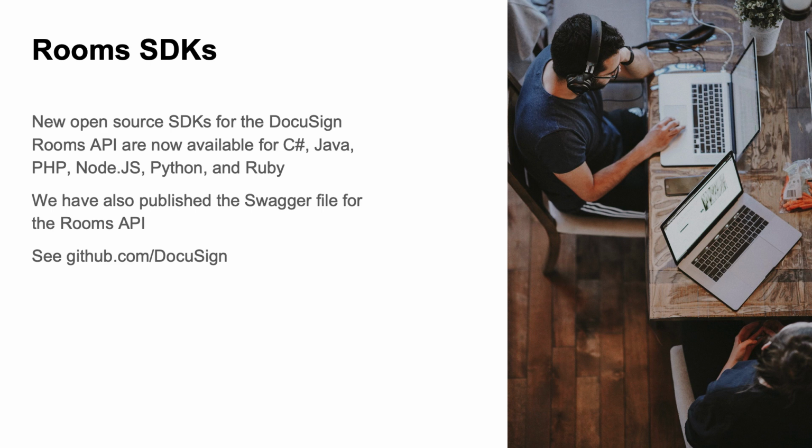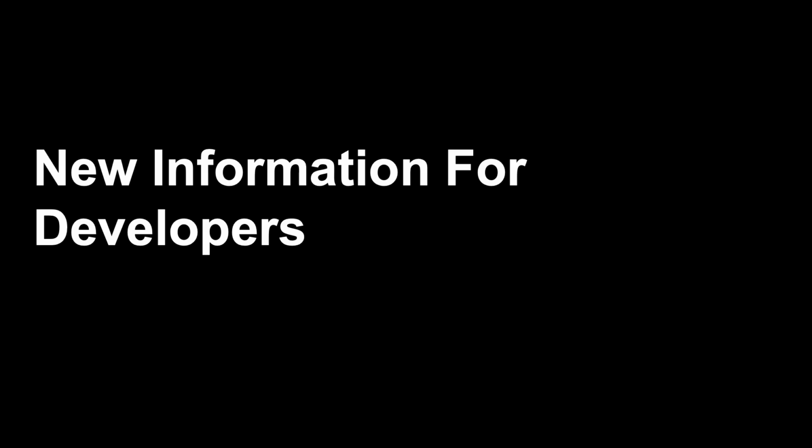Likewise, we've also published open source SDKs for the DocuSign Rooms API for C#, Java, PHP, Node.js, Python, and Ruby. The Rooms API Swagger file is also available now.